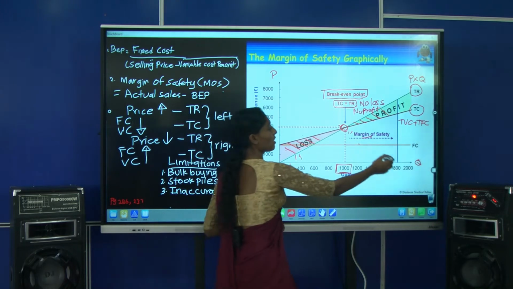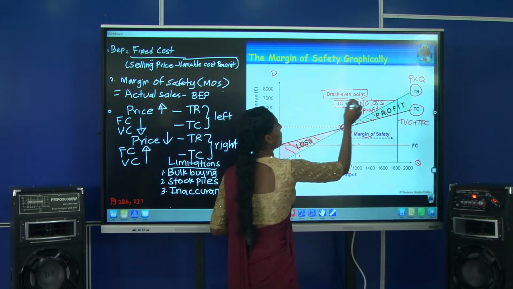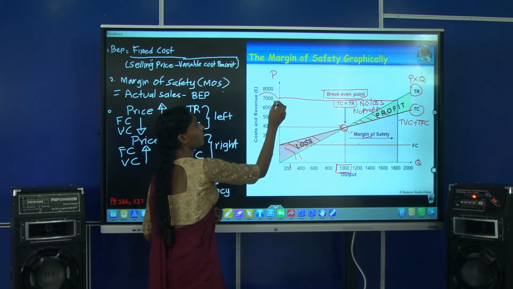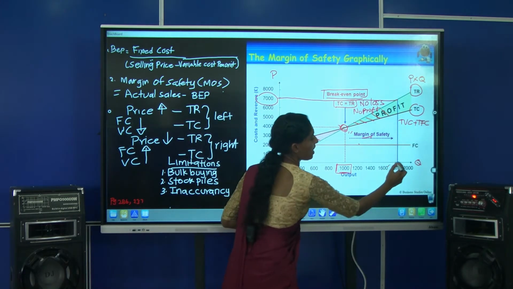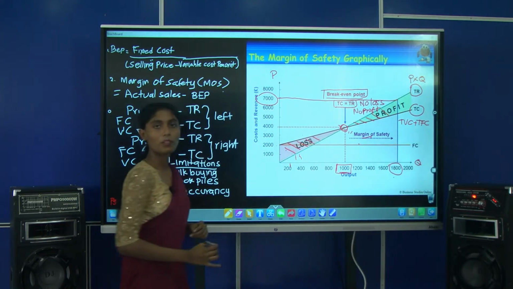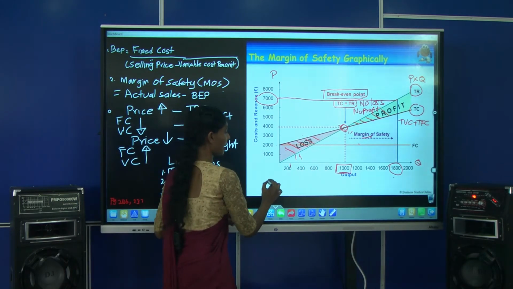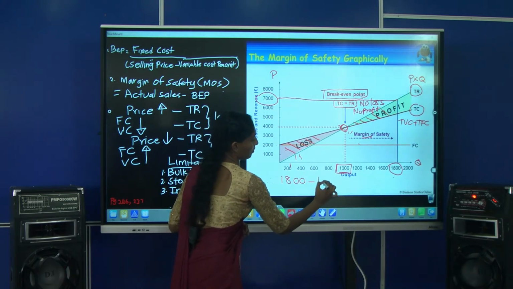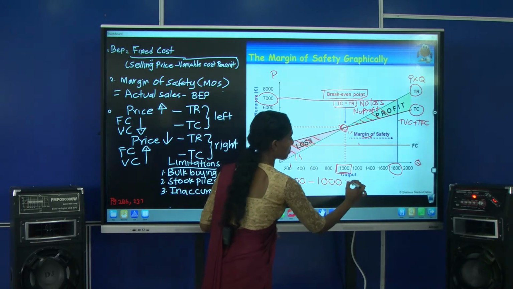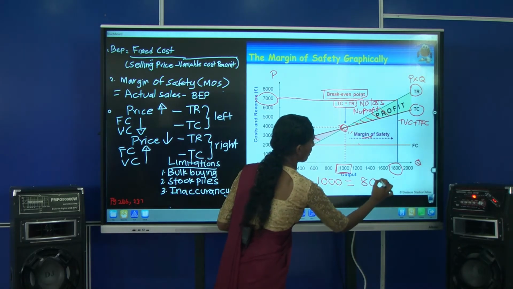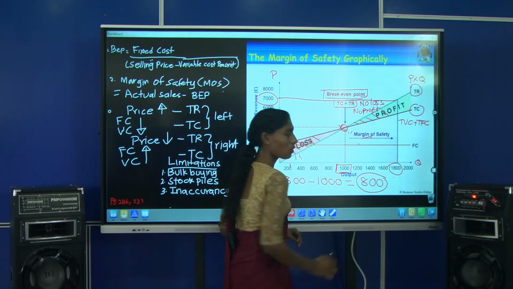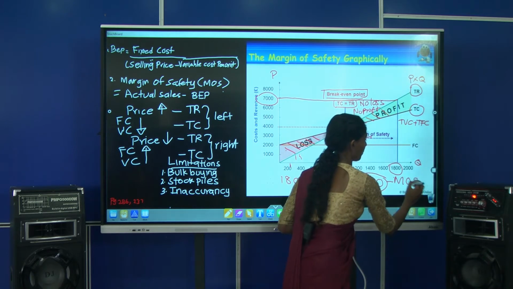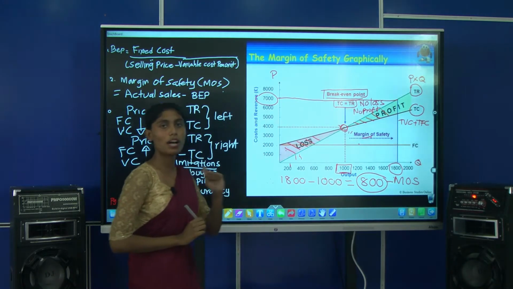And then if you see here, there is another one. It says 7,000. And here the quantity says 1,800. So the difference here we calculate as 1,800 minus 1,000, which is equal to 800. This value we call the margin of safety.